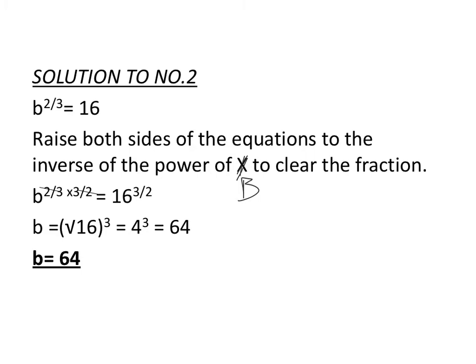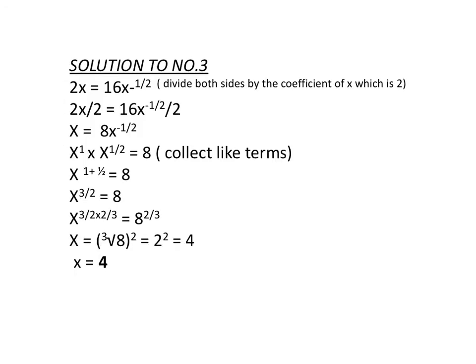2 over 3 times 3 over 2 is equal to 1. And b raised to power 1 is equal to b. So we'll have b is equal to 16 raised to power 3 over 2. And 16 raised to power 3 over 2 is equal to square root of 16 raised to power 3. So we have b is equal to square root of 16 raised to power 3. And square root of 16 is 4. So b is equal to 4 raised to power 3. And 4 raised to power 3 is equal to 64. So b is equal to 64. Solution to number 3.